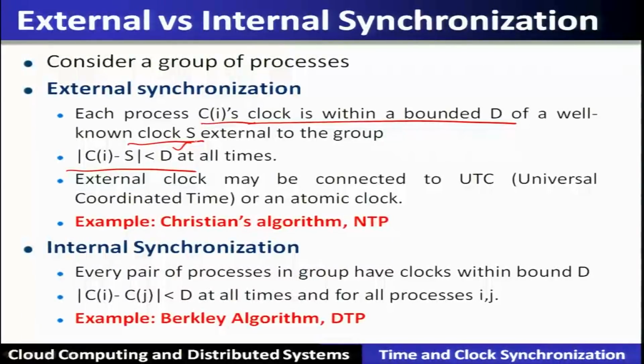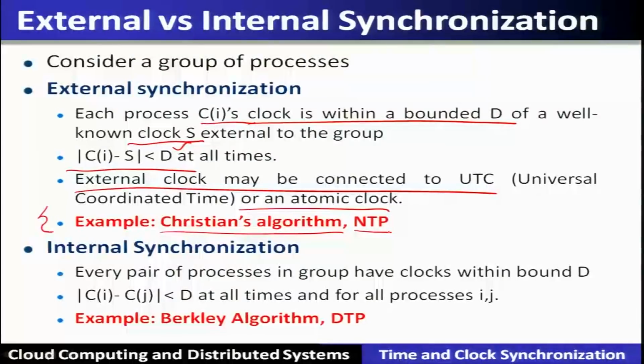That means Ci's clock has to be synchronized whenever there is a violation of this condition. This external clock S is always synchronized at any point of time using universal timing, which is also called Coordinated Universal Time, UTC, or the timing which is basically maintained as per the atomic clock. There are two algorithms for this external synchronization we will cover in this discussion. The first one is called Christian's algorithm, the second one is called Network Time Protocol, NTP.